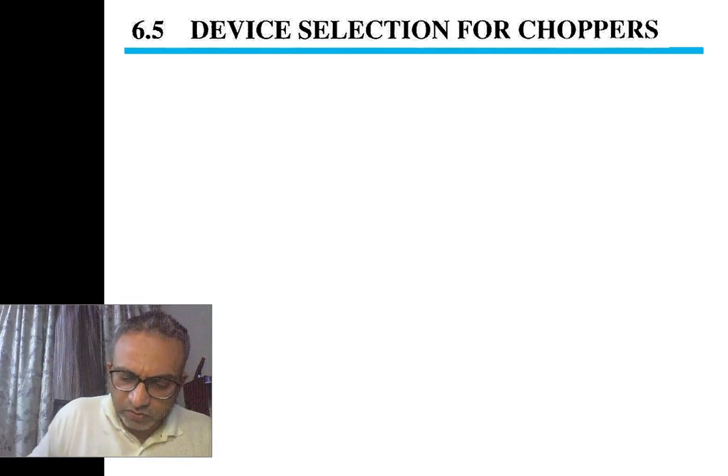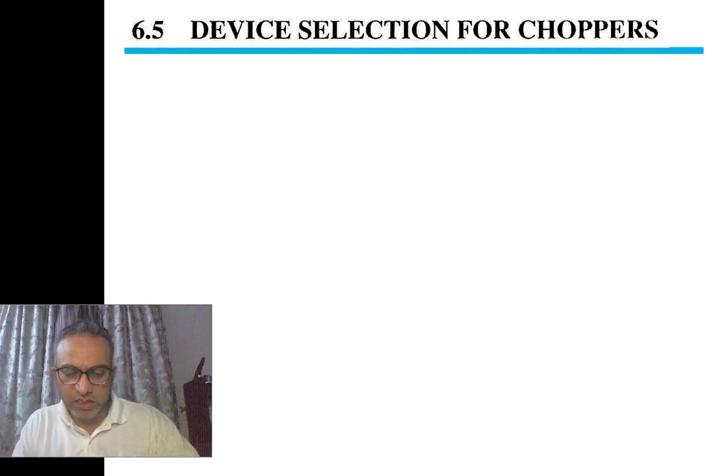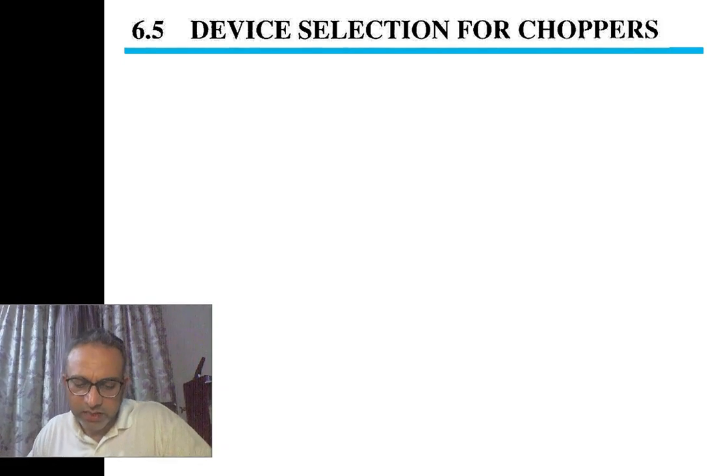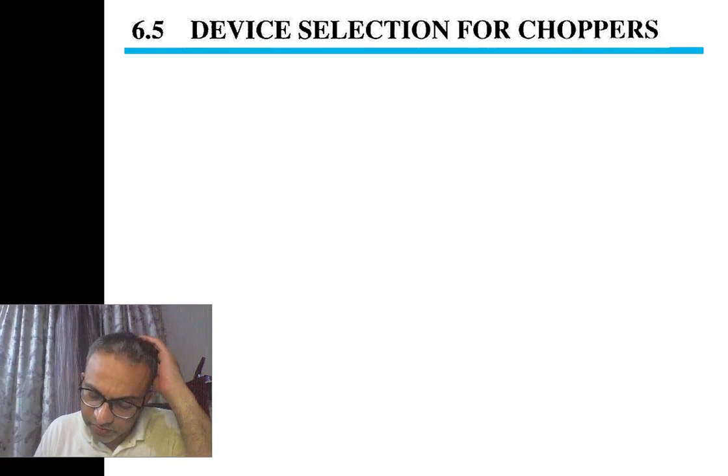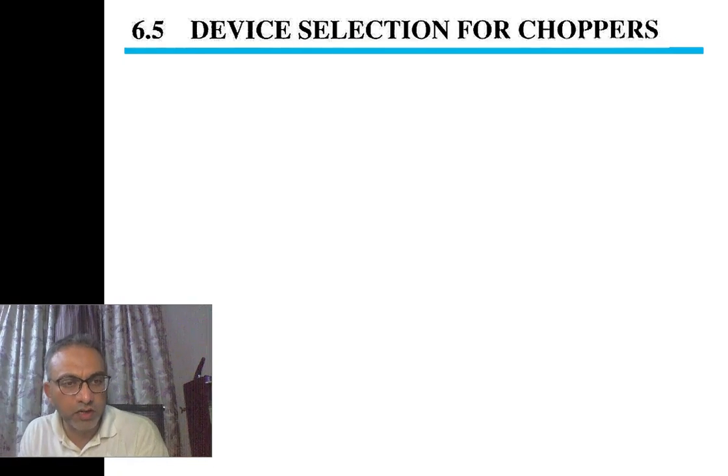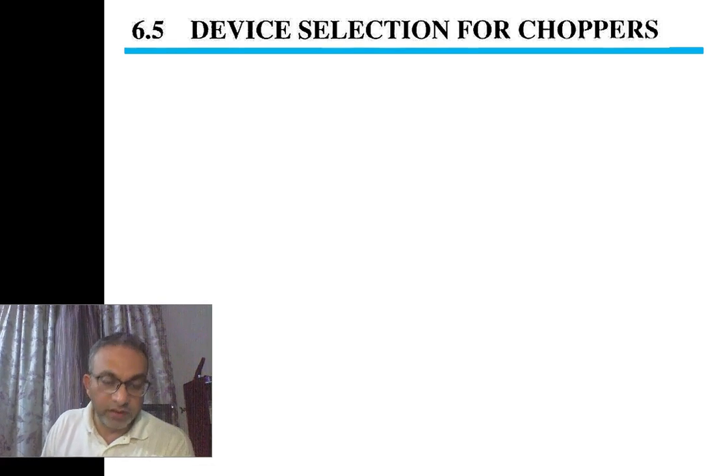Equation 6.41, that is the rated voltage of the device. It is given by V rated must be larger than 1 plus SV, and here SV represents the safety voltage. Then the current rating that you have to select will be larger than 1 plus S1 into I out DC, and then the specific duty ratio is given in equation 6.43, and the diode rating is given in equation 6.45. Okay.